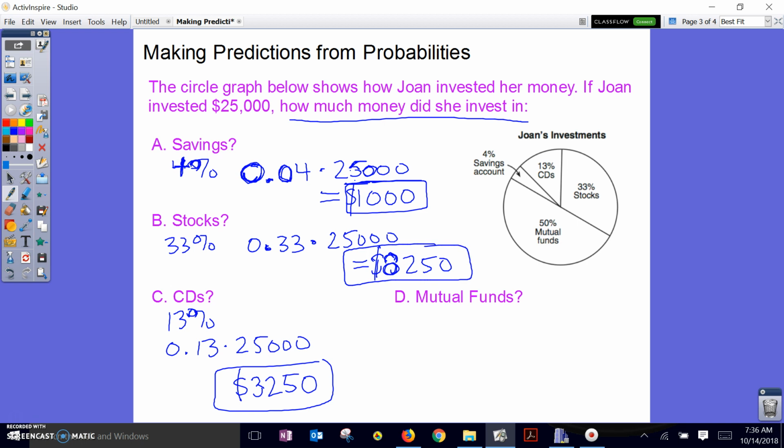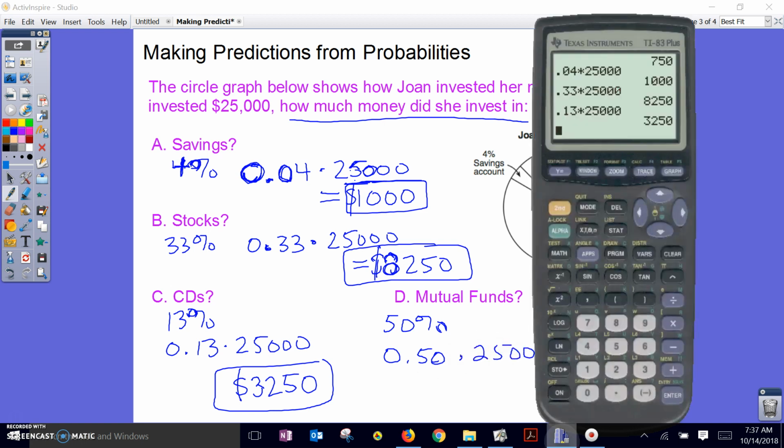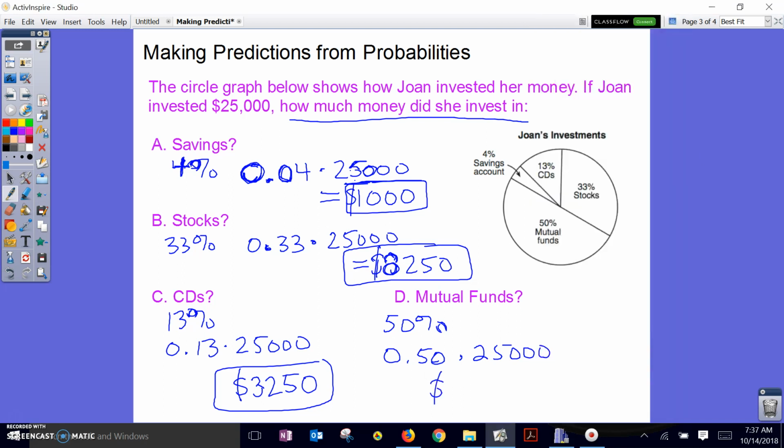And then lastly, mutual funds. She put 50% of her money into mutual funds. That's 0.50. And we're going to multiply that by the 25,000. And we get that she put $12,500 into mutual funds.